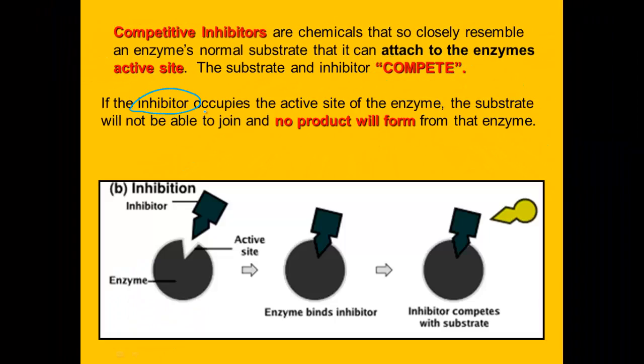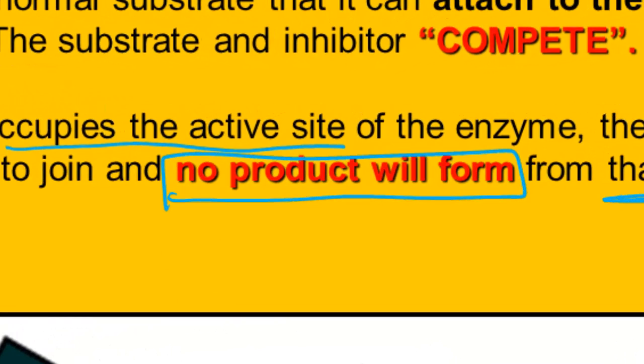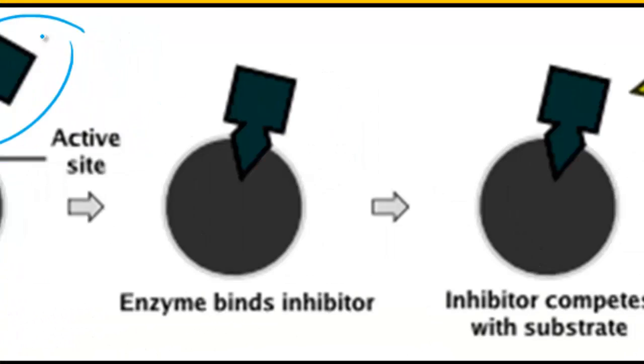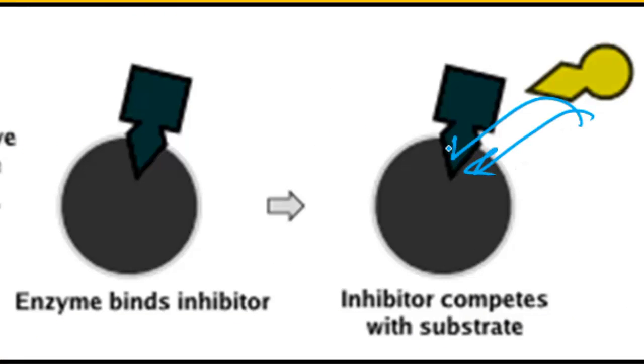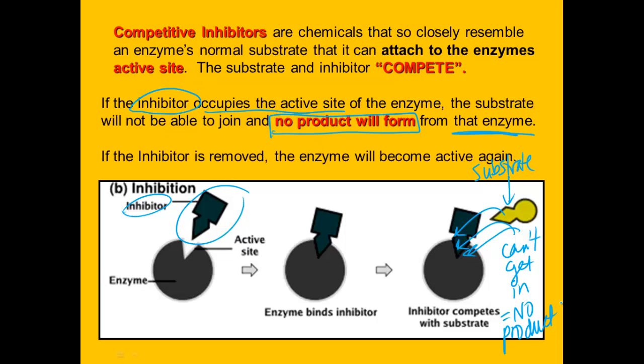And so you're not going to get any product forming from enzymes that have inhibitors stuck inside their active sites. Here's the inhibitor. It's preventing the substrate, even though it can try again, that substrate's not going to be able to fit into the active site. And you won't get any product forming from that enzyme. That enzyme can't do its job. These inhibitors can be removed though, so that's good news. So the enzymes can become active again when the inhibitor is removed.